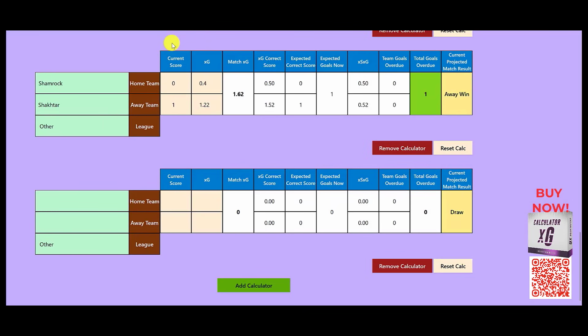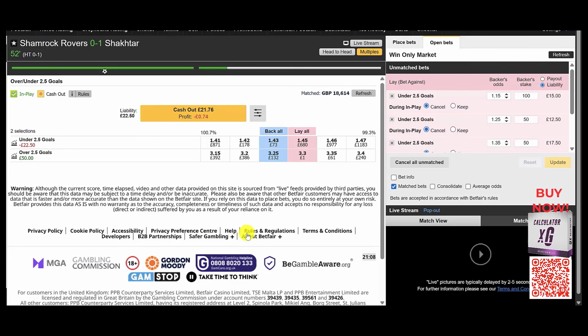We're in the early stages of the second half. With this one, it's Shamrock against Shakhtar. It's 0-1 to Shakhtar. No huge surprise there. The current projected match result is an away win based on the XG, so nothing to see there. However, we do have a goal overdue. Probably going to go to Shakhtar. However, that means we can get involved on the goal markets, and there's some generous pricing really for over 2.5 goals to be above this price. 53 minutes in means that yeah, looks like there's some decent value in this one.